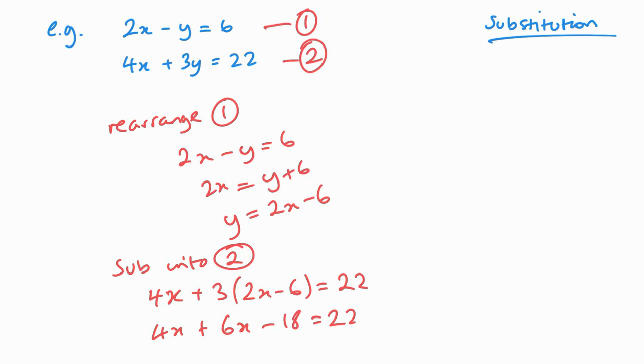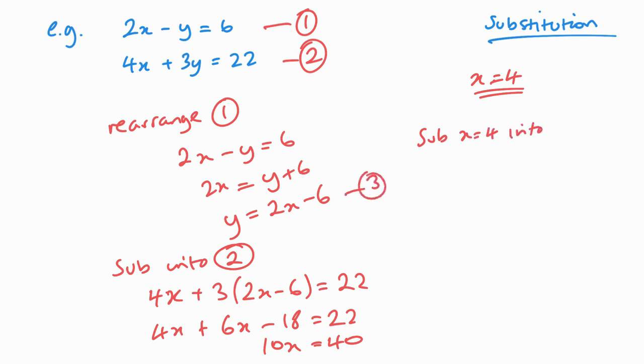And you can see here I'm going to have 10x equals 40. So just like before, x is going to be equal to 4. And again, once I've got my first answer, the second part of solving this is the same every time, whichever method you use. So I just need to then substitute x equals 4 into any one of my equations.